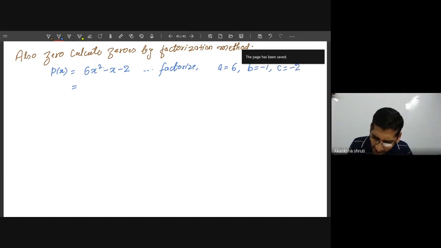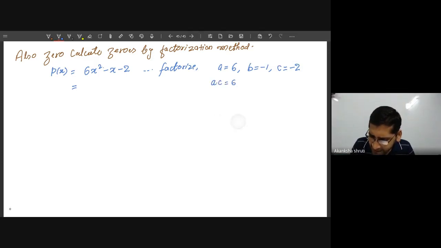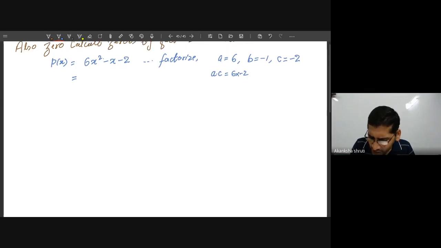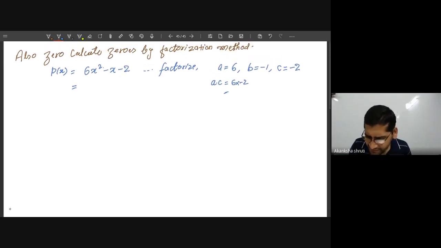Students, after that we multiply A with C. It is 6 into minus 2, which comes to minus 12. Then we split this minus 12 into two factors. The factors should be such that their sum is B. That is the requirement. Okay, so let us take some of the factors.